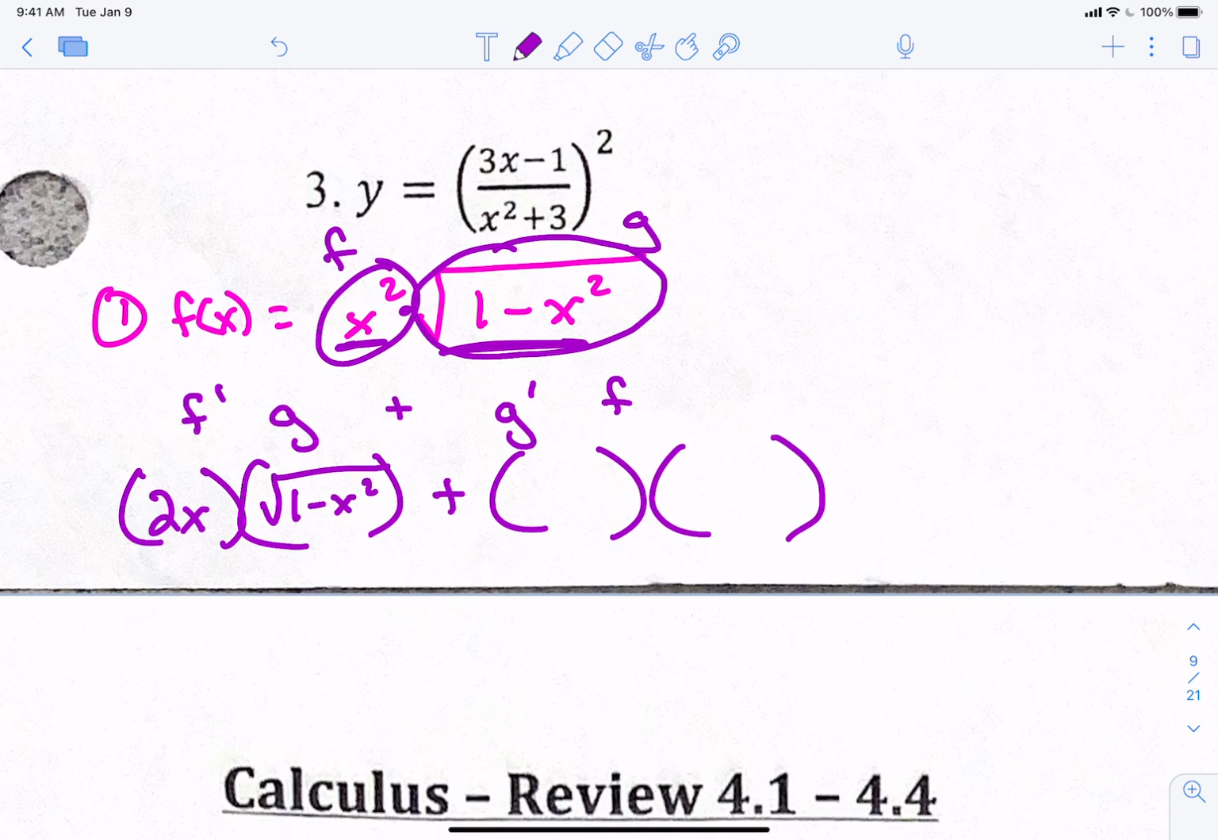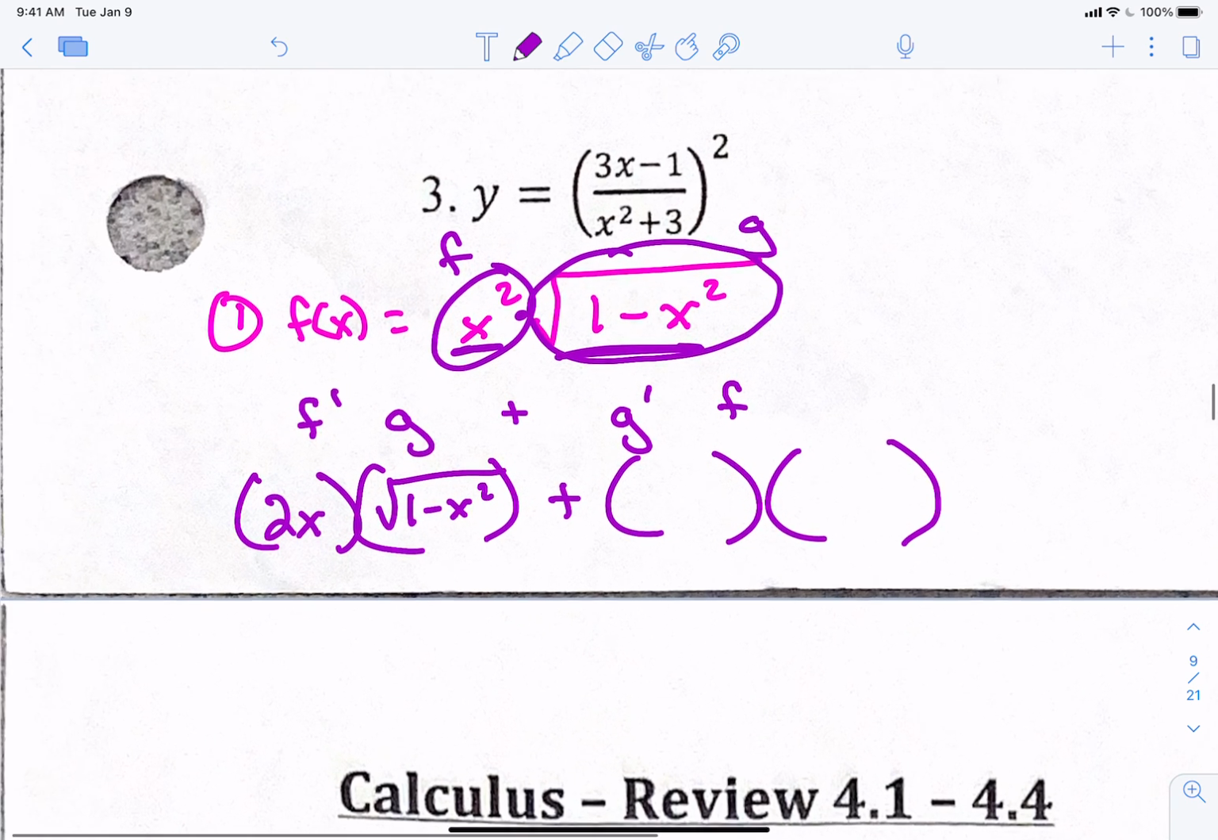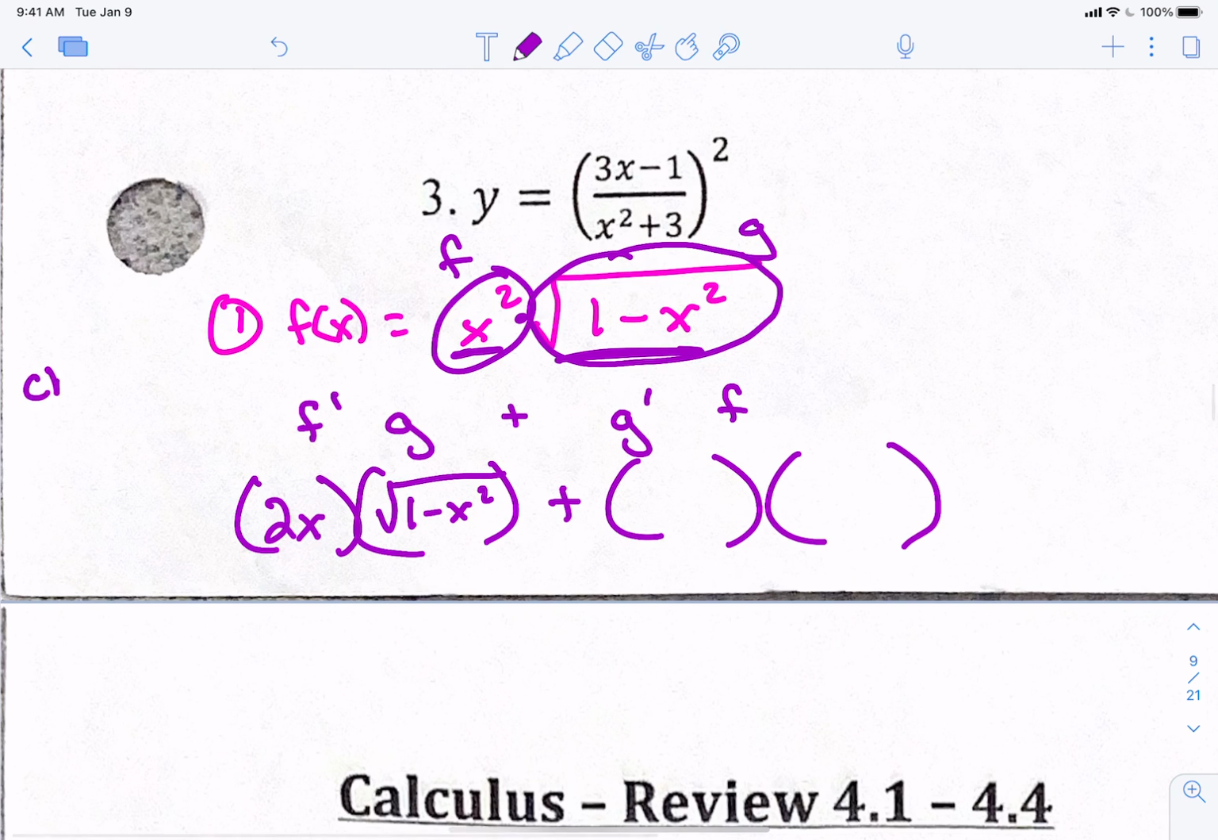Now, here's where the chain rule comes in. How do you find the derivative of the square root of 1 minus x squared? The chain rule. So what this is right here, this guy is a chain inside of what? A product. Okay?